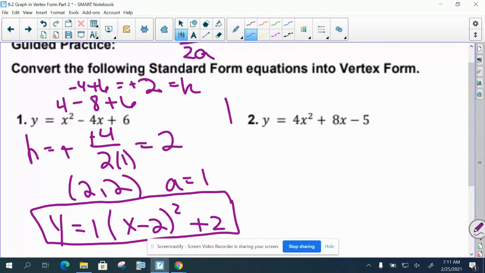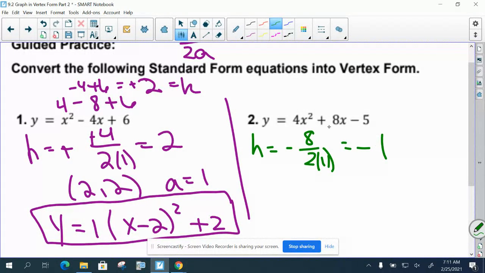All right, number 2. So let's do h equals negative b, which is 8, over 2 times a, which is 4. So this gives us negative 8 over 8, which is negative 1. Then we plug negative 1 back into the equation. So you would get 4 times negative 1 squared is just 1, positive 1.